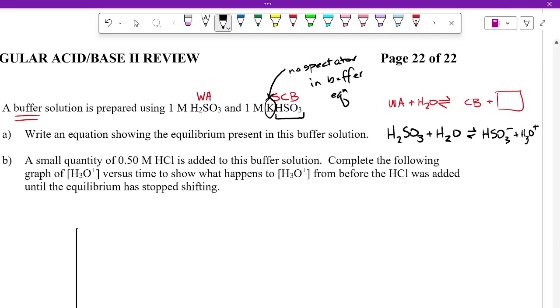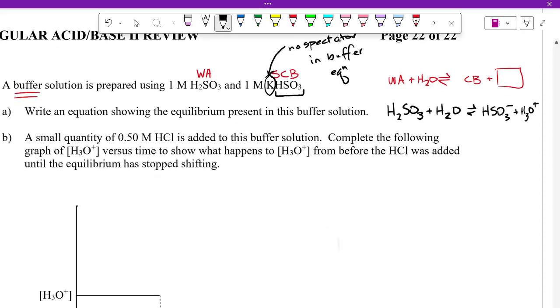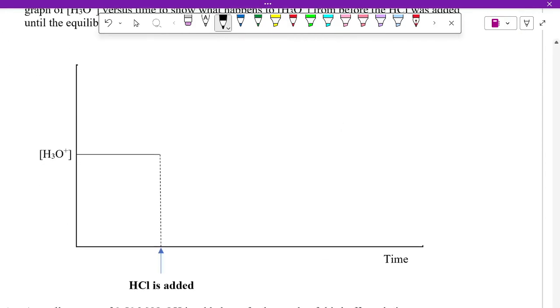A small quantity of hydrochloric acid is added to this buffer solution. Complete the following graph of H3O plus versus time to show what happens when HCl is added, from before the HCl was added until the equilibrium has stopped shifting. So this is before, and it's obviously just staying the same. What happens to H3O plus when we add HCl? It increases. So it's going to go up.